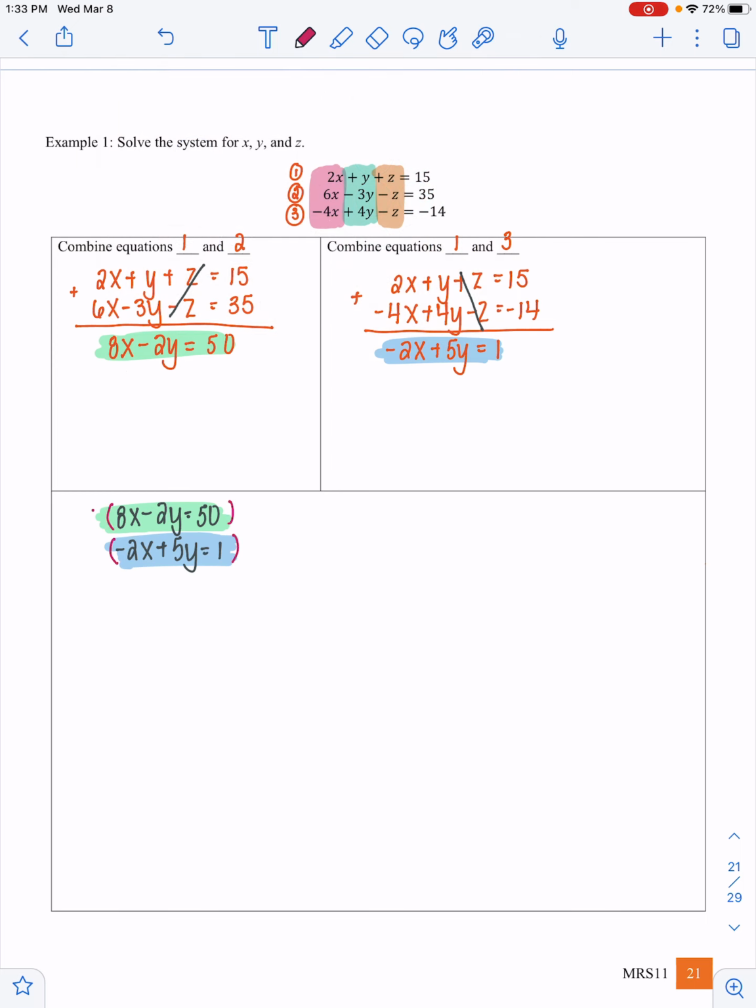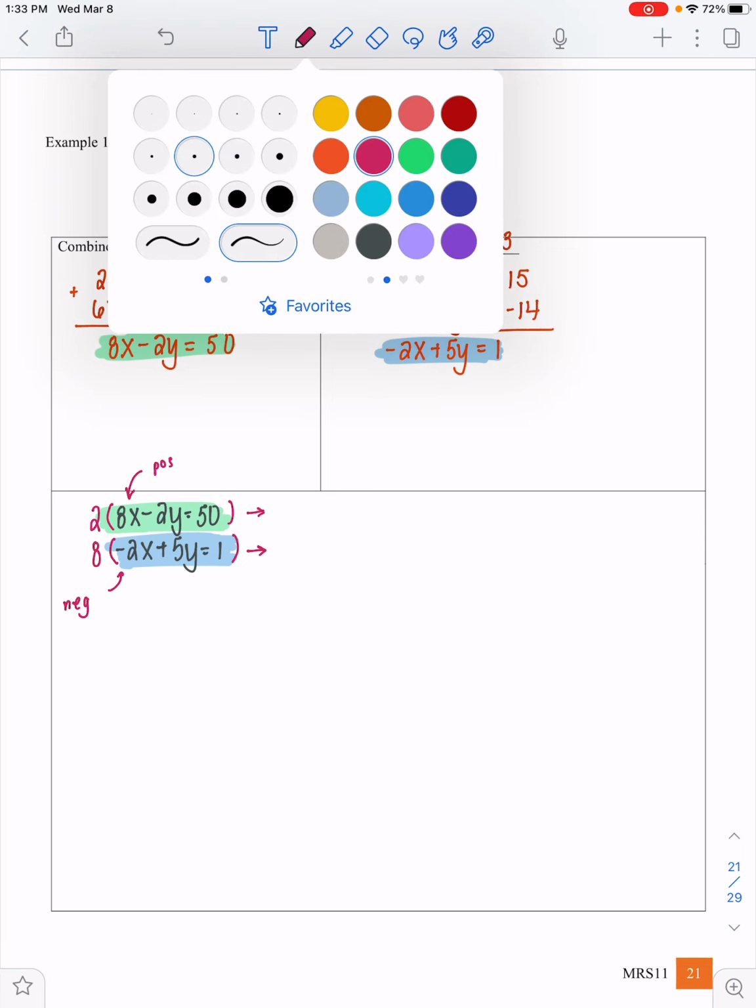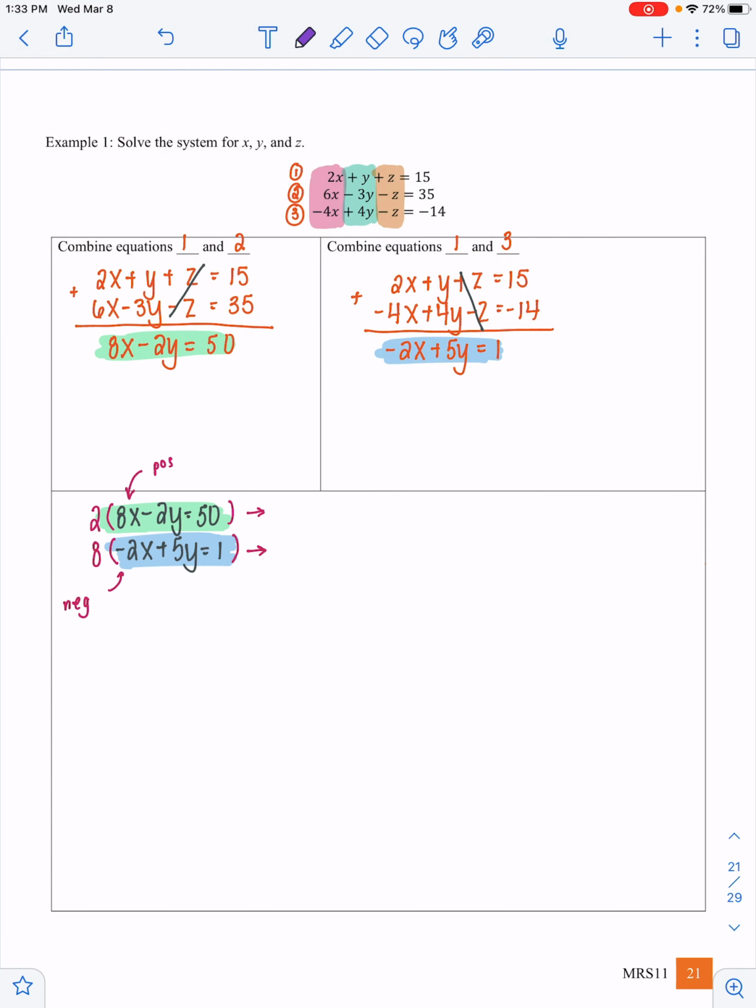So I do know I need to multiply the top by 2 and the bottom by 8. And then I want to ask myself the question, do I need to change one of their signs? The top equation right here is positive, and the bottom one is negative. That means I do not need to change their signs. I can go ahead and just multiply. Please make sure when you are multiplying, you are distributing to every single term. A lot of you guys forget to do that.